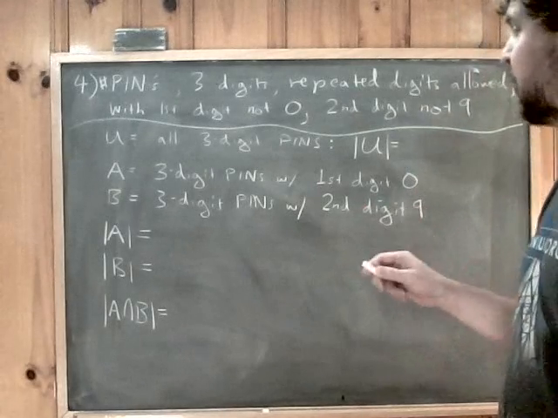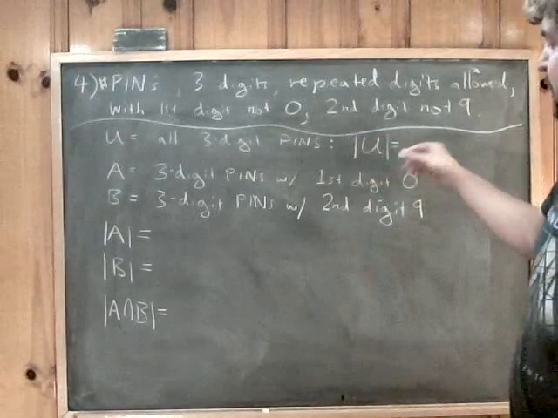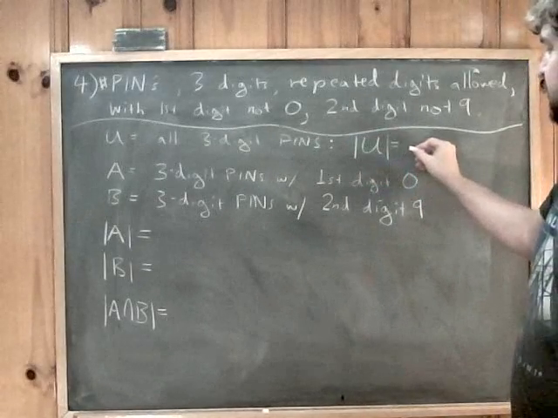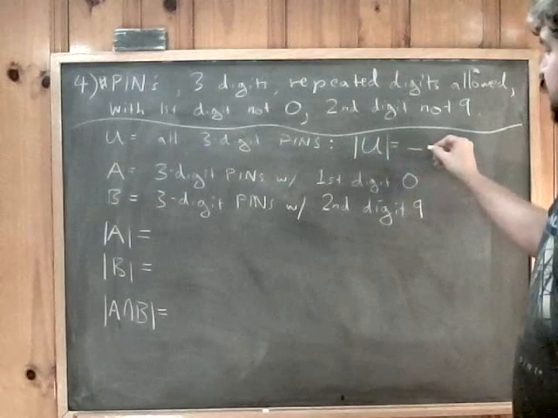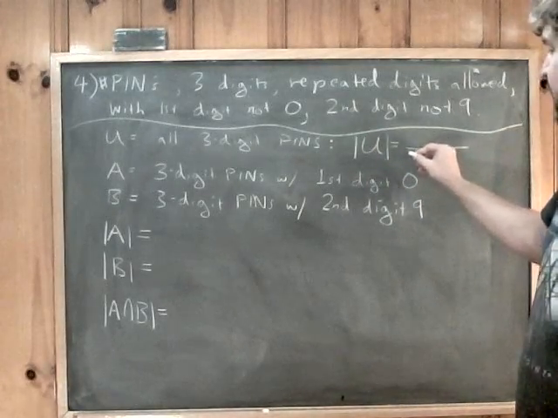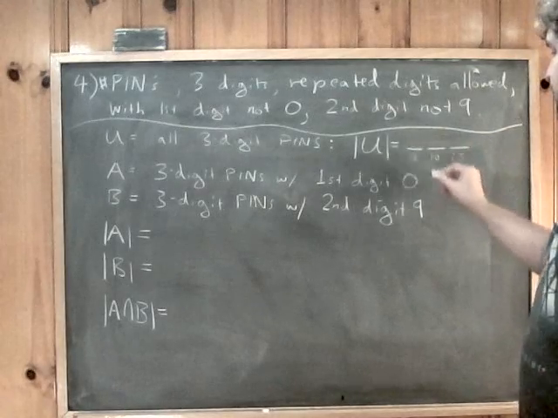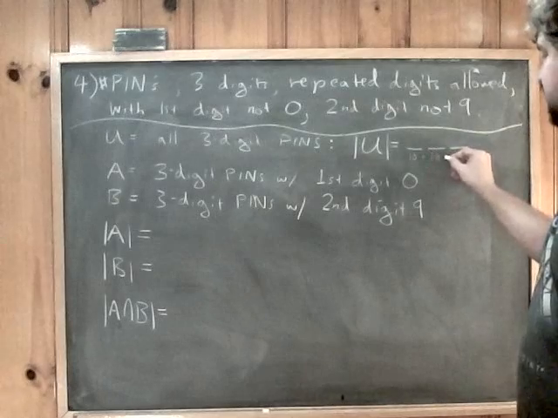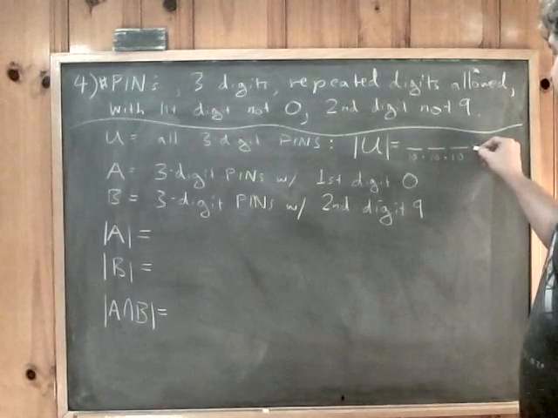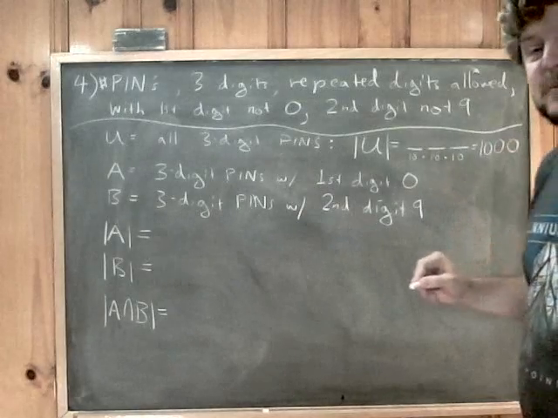First, we want to count all the 3-digit pins. We'll call that set U, so the number of things in U is equal to filling in these blanks. The number of options for each blank is 10, because you can use any digit. So we're going to multiply those together, and we get 1,000 possible pin numbers.